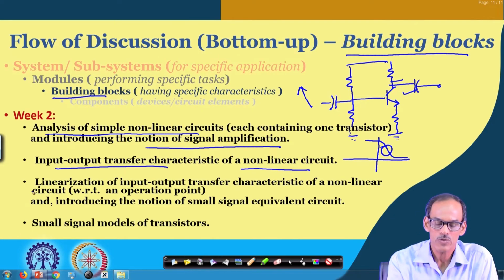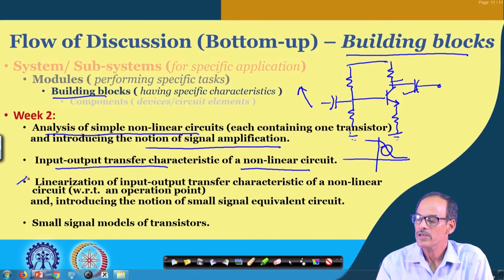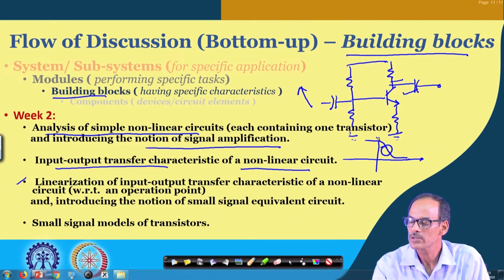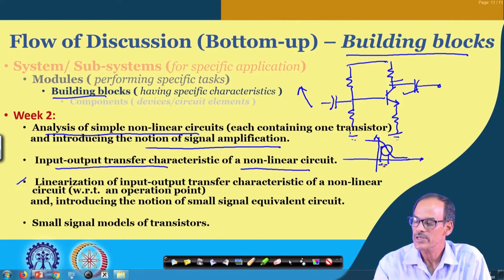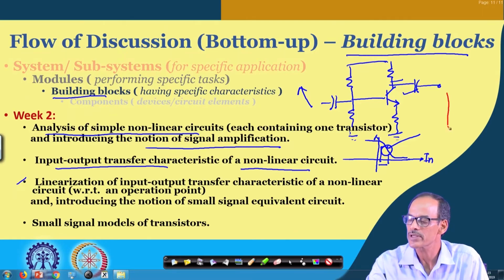So, that is what will be discussed here, and then if I restrict this input and output within this linear range, we call it the small signal. If we restrict the input within this small signal range, then how do we translate this portion as the notion of something called a small signal equivalent circuit or small signal characteristic? That thing we will be discussing. So, basically this part is getting translated here.